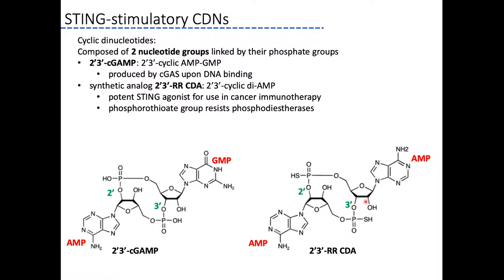This is important for high affinity STING binding. And in addition, it has some modifications. It has a phosphorothioate group that makes the cyclic dinucleotide more resistant to phosphodiesterases, and therefore more stable. This one is currently being tested in clinical trials as a cancer immunotherapy agent. And then the other CDN I'm going to be talking about is 3'3' cyclic di-AMP, which is a bacterial second messenger and can also activate STING.